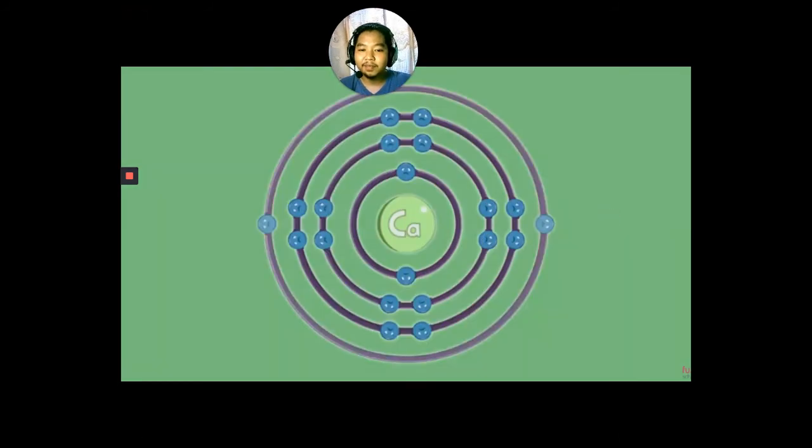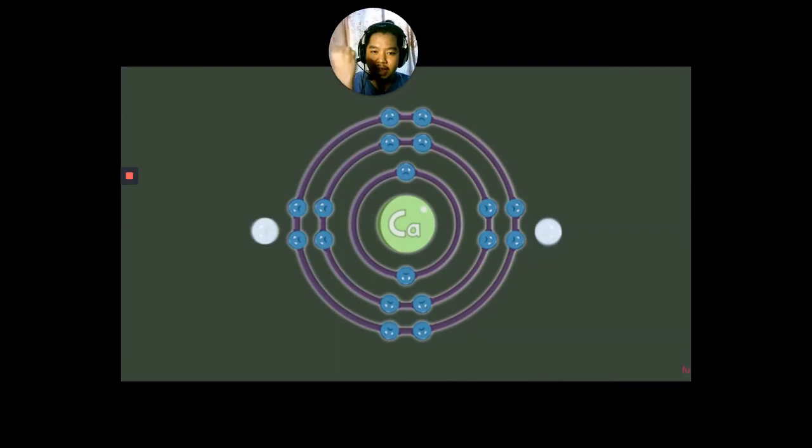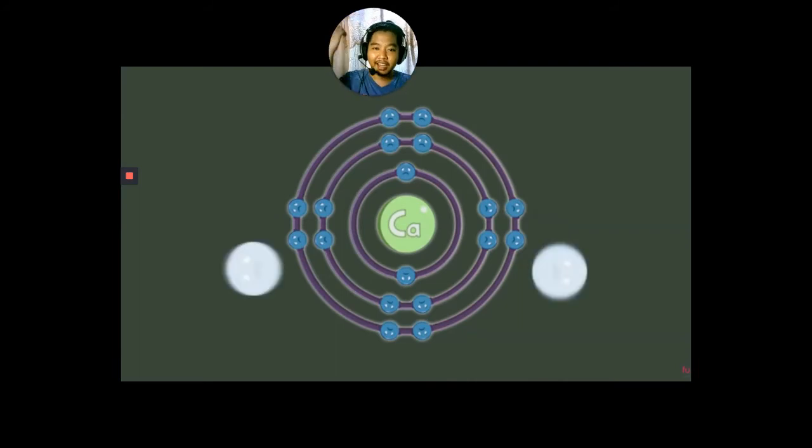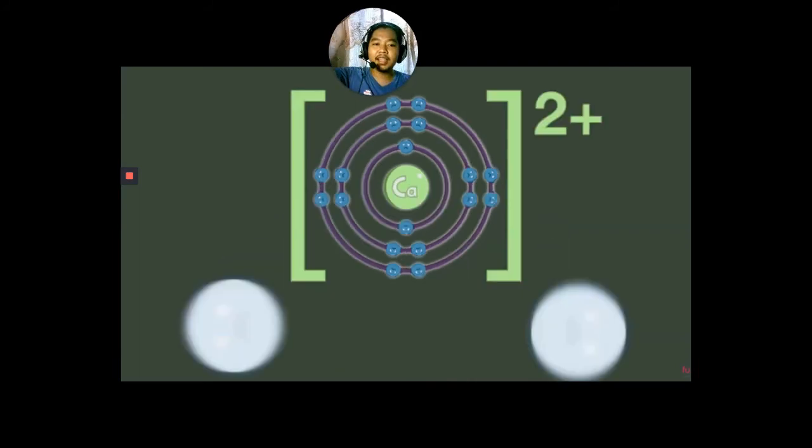So behold, two electrons of calcium are removed by my magic. Let's remove them, let's move them away. And one more. And there you have it. The valence electron has moved away and has become a free electron.